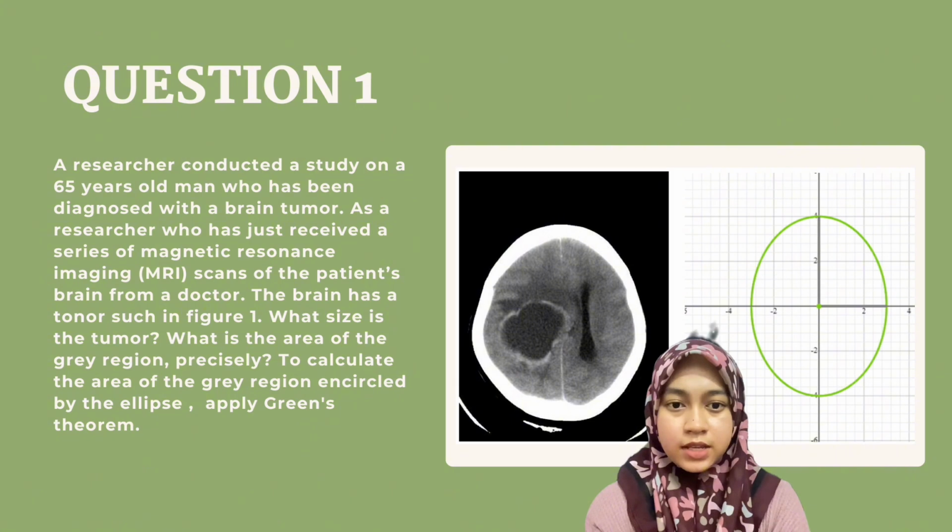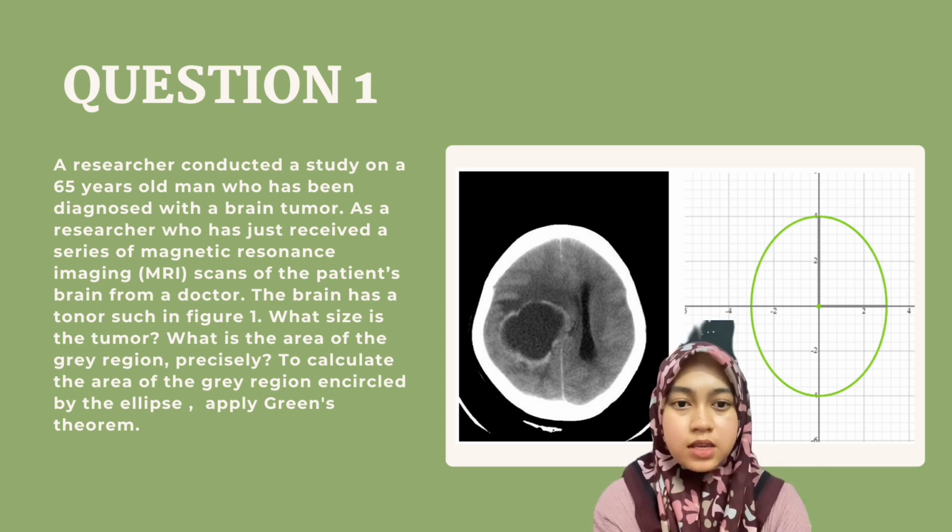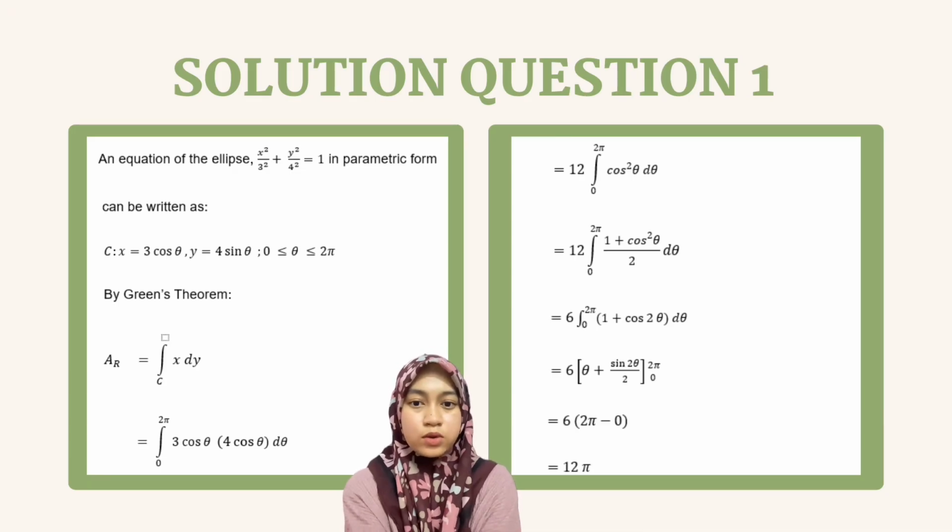For our first case study, a researcher conducted a study on a 65-year-old man who has been diagnosed with a brain tumor. The researcher has just received a series of magnetic resonance imaging (MRI) scans of the patient's brain from a doctor. The brain has tumor cells, as in figure 1. What size is the tumor? What is the area of the gray region precisely? To calculate the area of the gray region encircled by the ellipse, apply Green's theorem. Here is the solution for question 1.